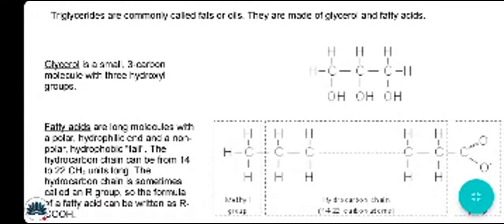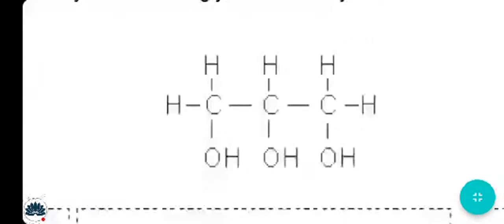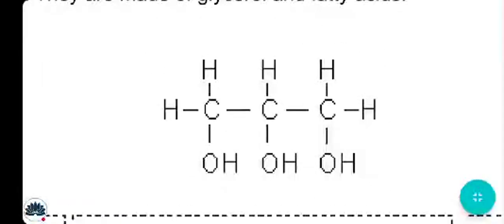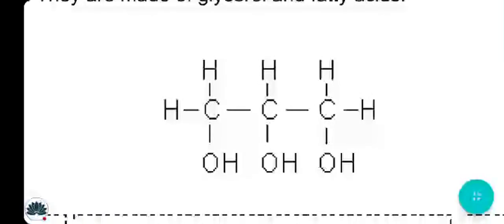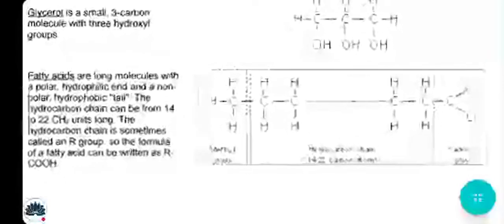Triglycerides are commonly called fats or oils. They are made of glycerol and fatty acids. Glycerol is a small three-carbon molecule with three hydroxyl groups. This is the glycerol in front of you. Each of the three carbons contains one hydroxyl group. So from the previous slide, we are starting with this.